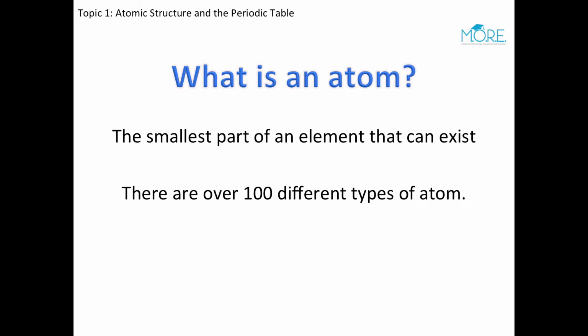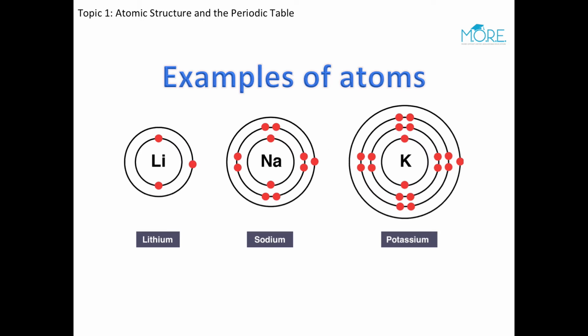What is an atom? An atom is the smallest part of an element that can exist. There are over 100 different types of atoms which make up elements. Here are some examples of atoms. As you can see, this is the atomic structure. Those of you who have studied this before and are using this as a revision will be able to identify with the atomic structure. Some of you might have come across it in Key Stage 3 as well.